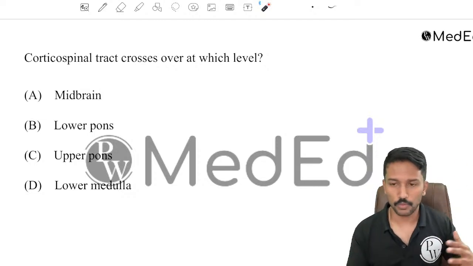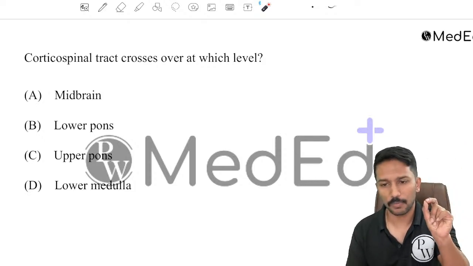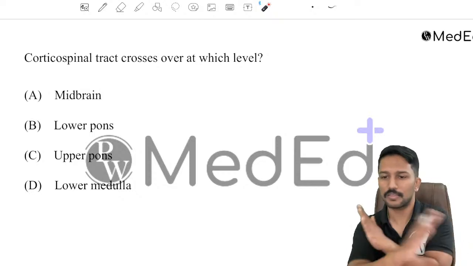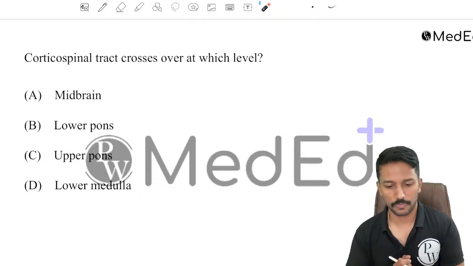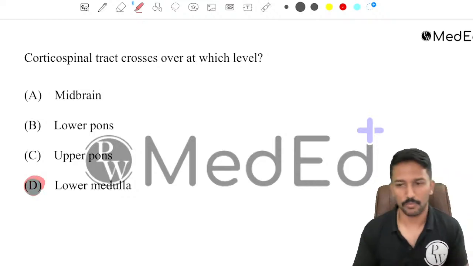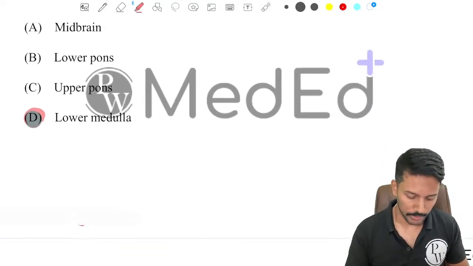See, corticospinal tract originates in the motor cortex, descends down through the subcortex and internal capsule, comes to the brainstem, right? But in the spinal cord, it is already crossed. So where does it cross? Right, it crosses at the lower medulla. That is the answer. Simple, straightforward. No need to know anything more than that, right? Corticospinal tract crosses at the lower end of the medulla.